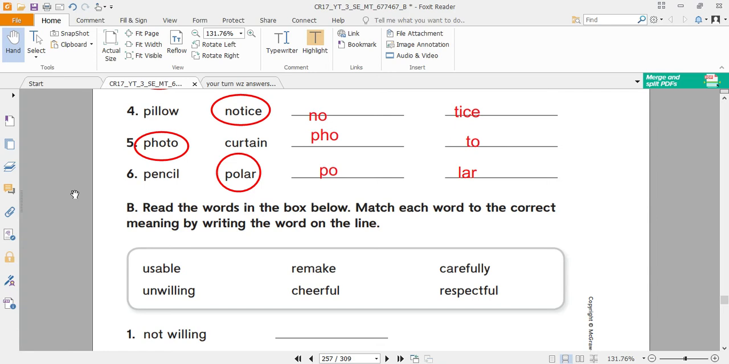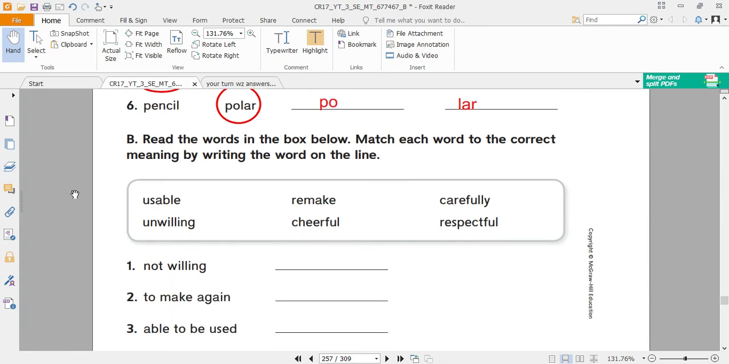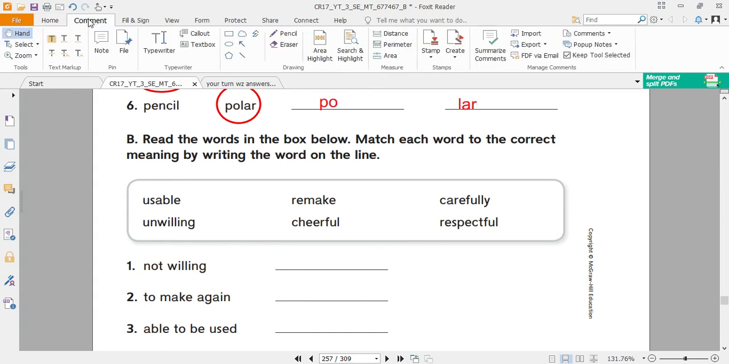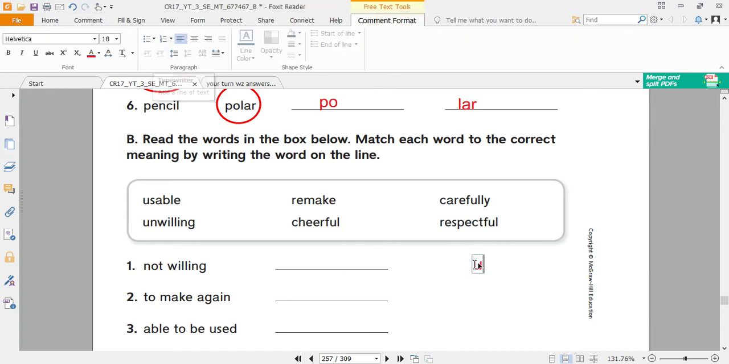Part B is about the suffixes and prefixes. Read the words in the box below. Match each word to the correct meaning by writing the word on the line. First, you have to get to know some prefixes or some suffixes. Un is a prefix, means not. It means what? Means not. Great.